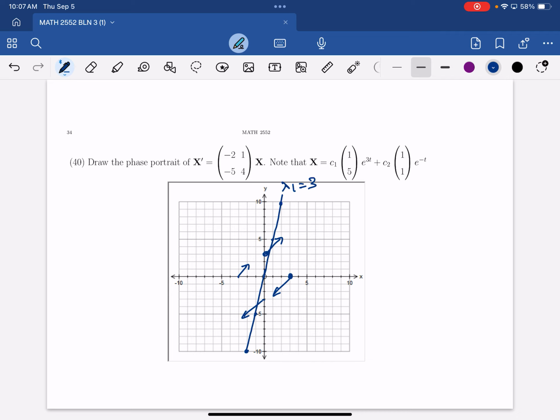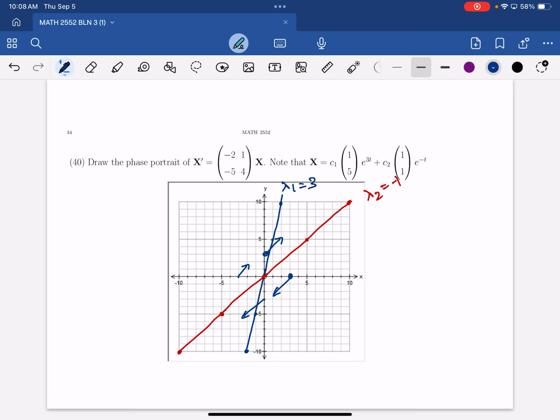And this one is 1, 1. So let me choose a different color. 1, 1 means this is 5, 5. That is 10, 10. So I can draw that and I get one that. This is corresponding to lambda 2 equals negative 1. Do you agree with me on that?